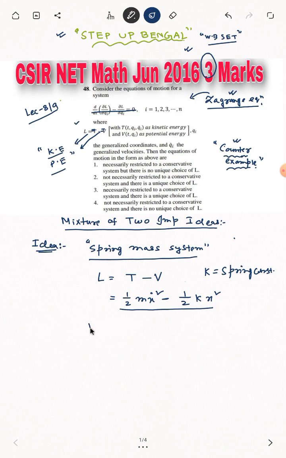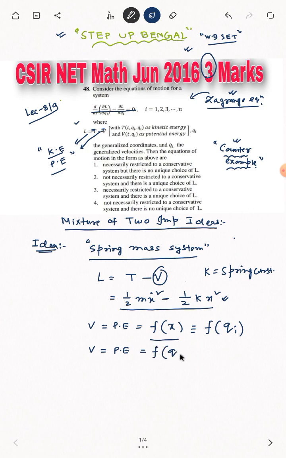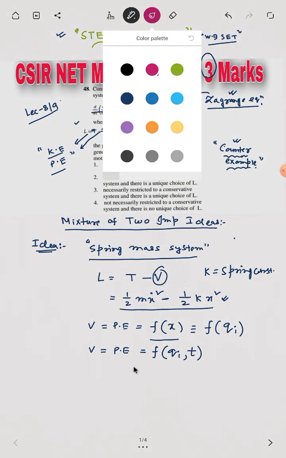Here that V, that means the potential energy, we can call it as a function of only x. That means this is of the type some function of qi, where qi were generalized coordinates. Here we have only one generalized coordinate, that is x, so we have written it as f(x). It may be so that this V, that means potential energy, is a function of qi comma t. That means this is critical. Take a look at this very carefully.